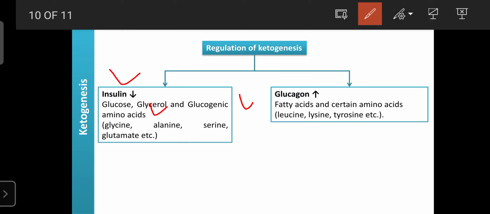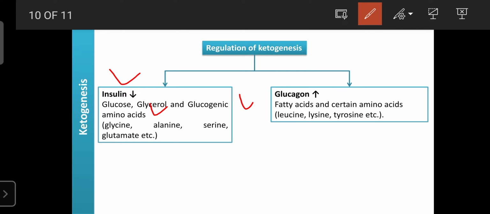These also inhibit ketogenesis, which helps to avoid ketoacidosis. Regarding the enhancers, glucagon and certain fatty acids enhance ketogenesis, as well as certain ketogenic amino acids like leucine, lysine, and tyrosine, and many others. They are categorized as ketogenic amino acids, and they can enhance ketogenesis.